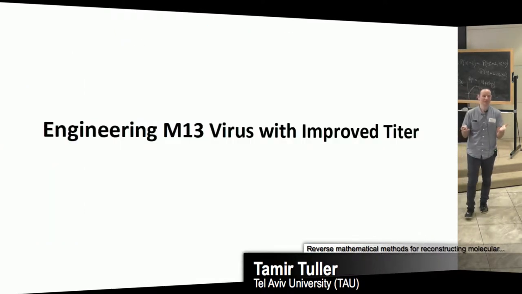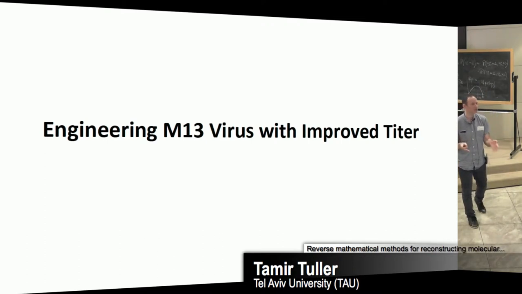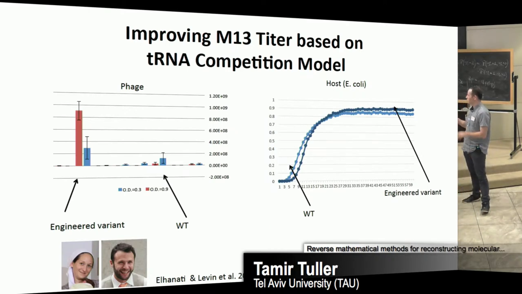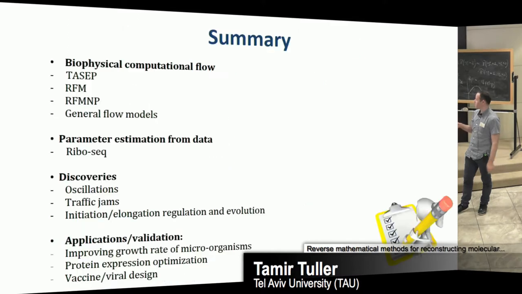We can improve. It seems that evolution is far from being optimal, also in cells and in viruses. We can improve the growth rate and titer of viruses. This is a recent experiment we did with bacteriophage M13, which is used many times for phage display. We took the coding region of the most expressed protein, the major protein with around 3,000 copies, and based on our model, we improved the translation efficiency using a complicated model of competition of tRNAs on codons, and we were able to improve the titer of the phage to be 10 times higher.